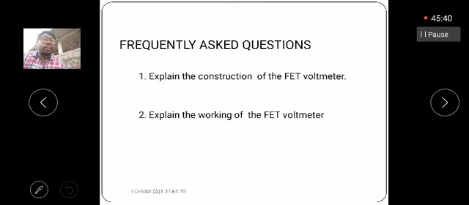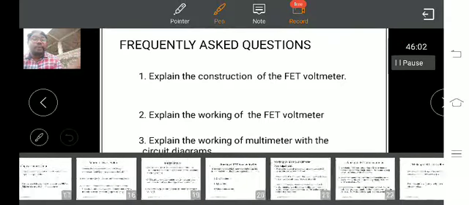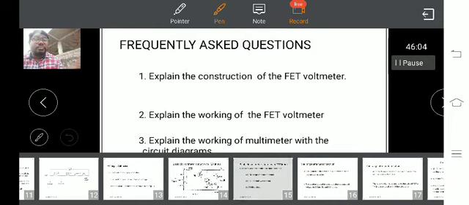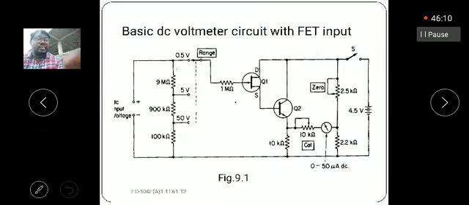And here are the frequently asked questions in the examination. Generally they are asking about the construction, which is important from the examination point of view. Explain the construction of the FET voltmeter. For the construction, you have to focus on three important points, like zero adjustment. Here we have the range attenuation section, the source follower section, and the bridge circuit. This is the construction related part.